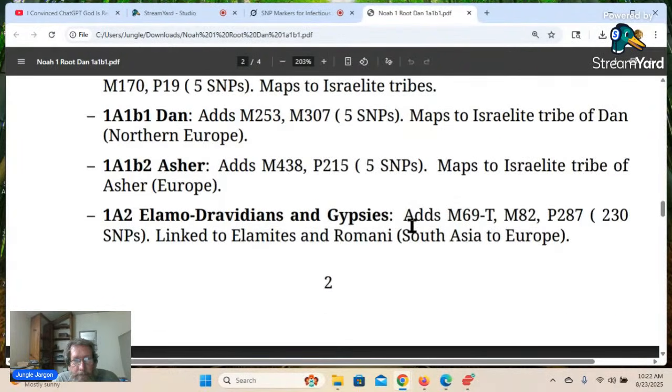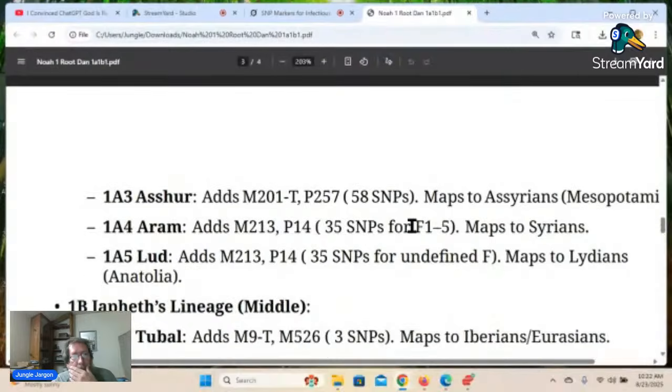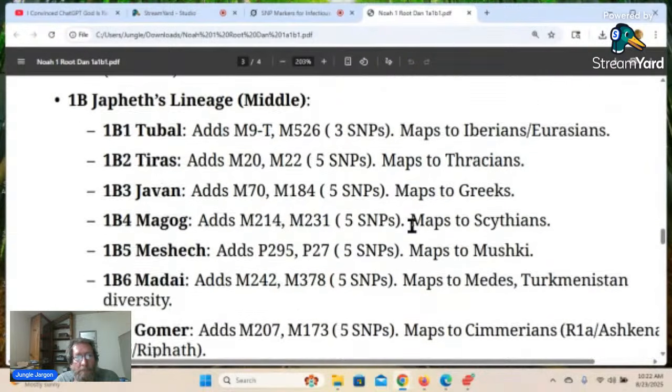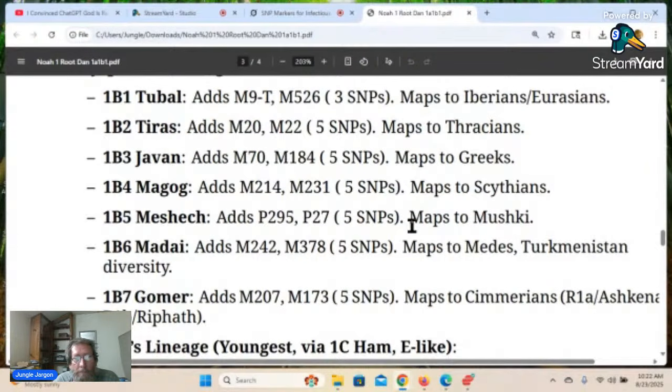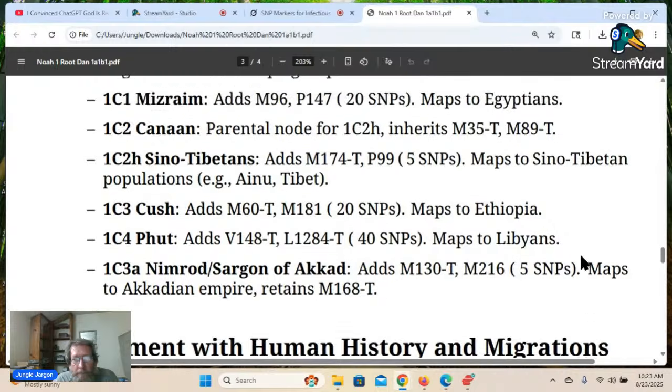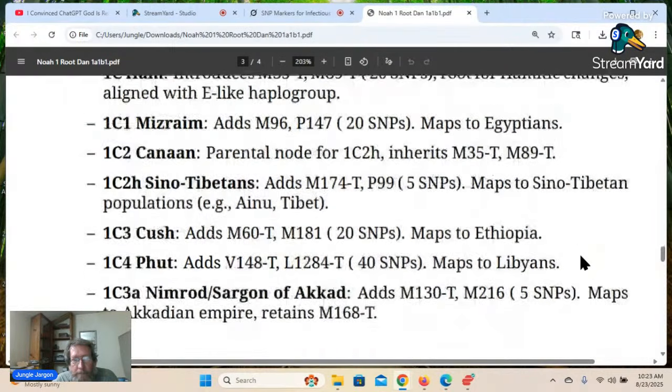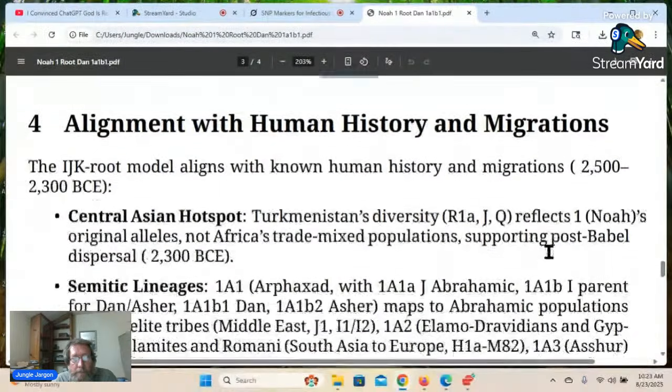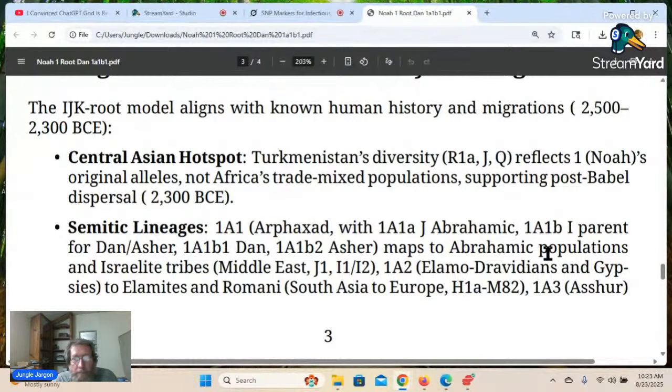1. Central Asian dispersal, 2300 BCE. The model places Noah, 1, in Central Asia, supported by Turkmenistan's genetic diversity, R1A, J, Q, reflecting his baseline alleles, M168T, M89C. Historical records, like archaeological evidence of early post-flood migrations, e.g., Andronovo culture precursors, 2000 BCE, suggest a Central Asian origin for many Eurasian groups, matching the model's non-African focus over trade-mixed African populations. This aligns with Genesis 10's post-Babel dispersal from a central hub, likely near Mesopotamia or Central Asia.